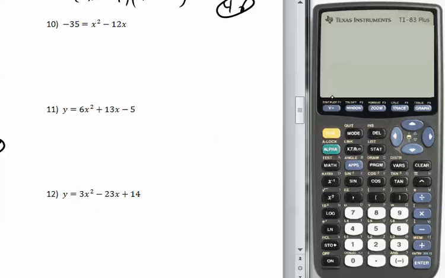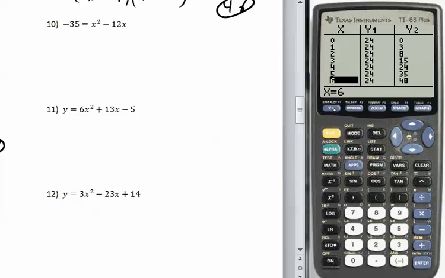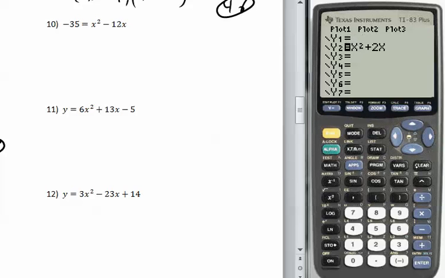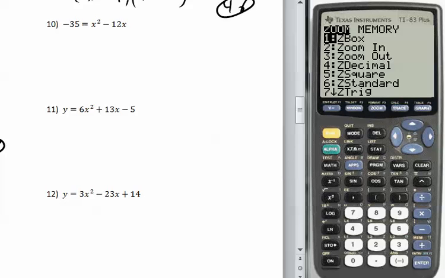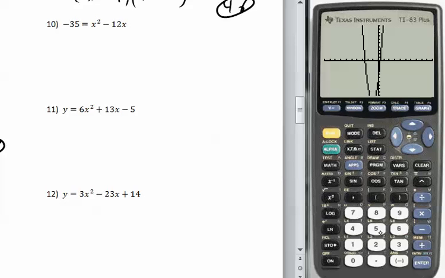So if we go in y equals, and we set this up, 6x squared plus 13x minus 5, and we go into the graph. Let's go ahead and set this back up again. So zoom, we'll do standard, which is 6. I'll make my graph normal again.